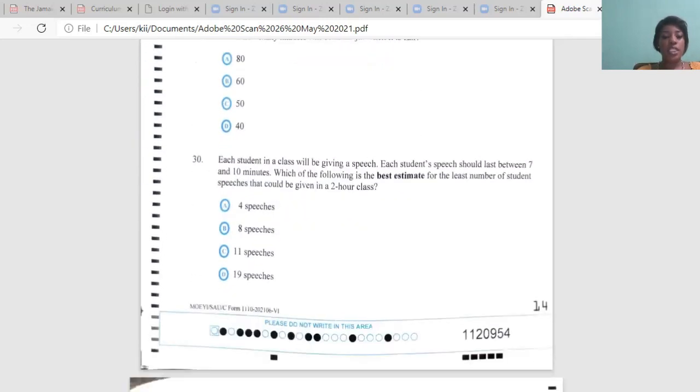Let's move on to question 30. Each student in a class will be given a speech. Each student's speech should last between 7 and 10 minutes. Which of the following is the best estimate for the least number of student speeches that could be given in a 2-hour class? So we want to know the least number of speeches. So the speech can be anywhere between 7 and 10 minutes.